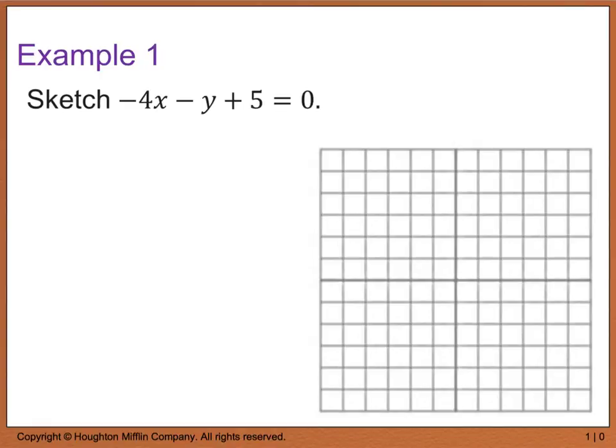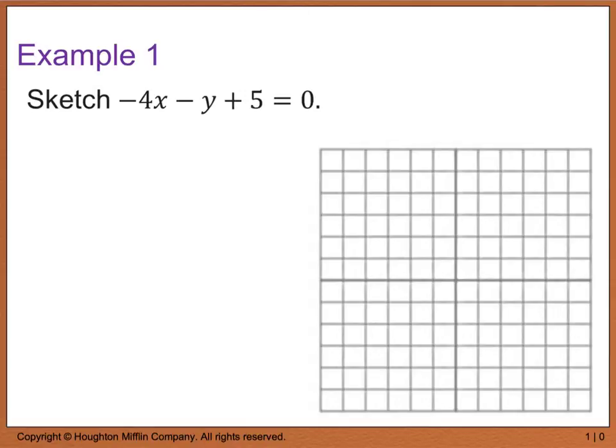So example 1 tells us to sketch the equation negative 4x minus y plus 5 equals 0. This function here isn't in a user-friendly form as it stands, but we can put it in a user-friendly form. And I know we can because I notice we've only got the two variables. So what we're going to do is isolate the y variable right here and push everything else to the other side of the equation.